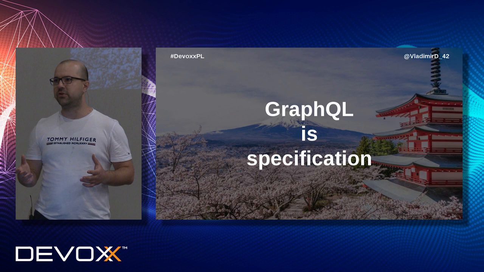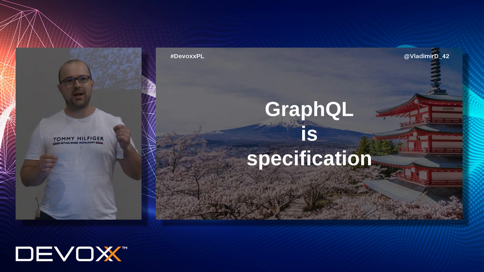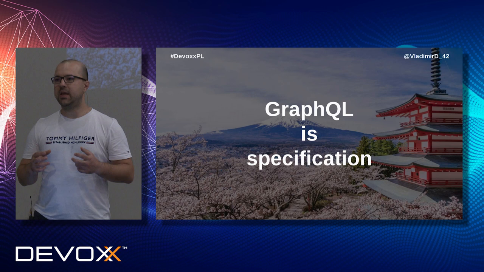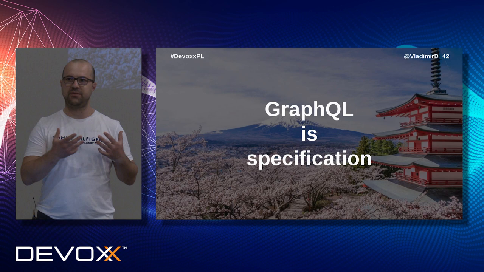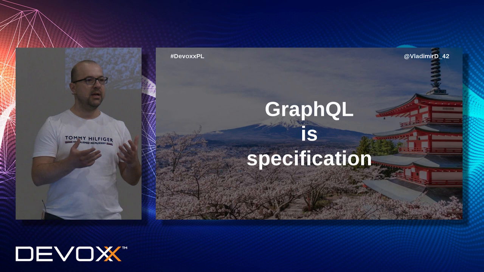What's very important to remember, and why I have this slide, is that GraphQL is a specification, nothing more and nothing less. It also means that we, as developers, are not going to use the specification. We are going to use some implementation of the specification. Implementations can differ in different languages, even in the same language. Some of them may cover the whole GraphQL specification. Some of them may do just parts of it.